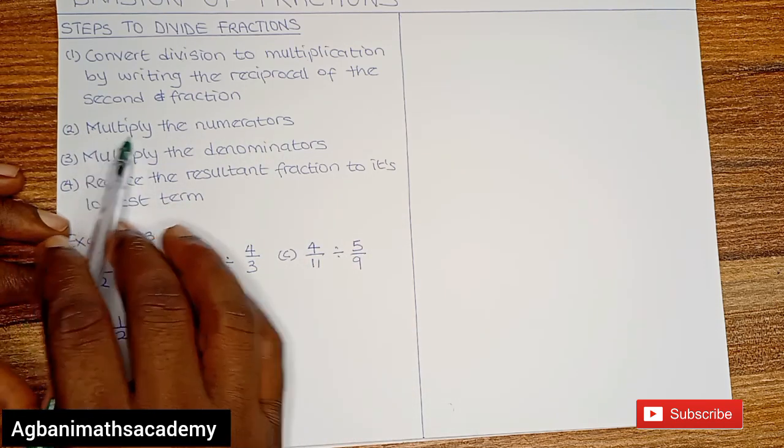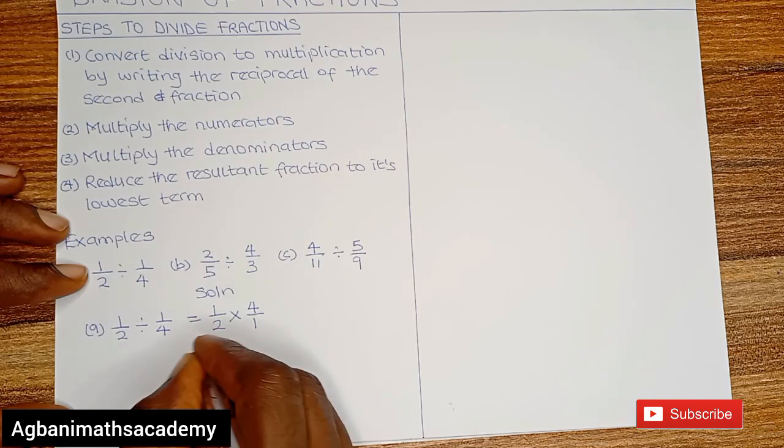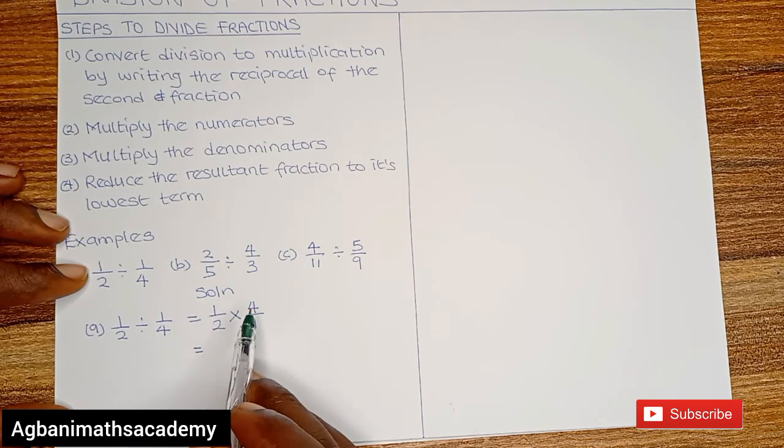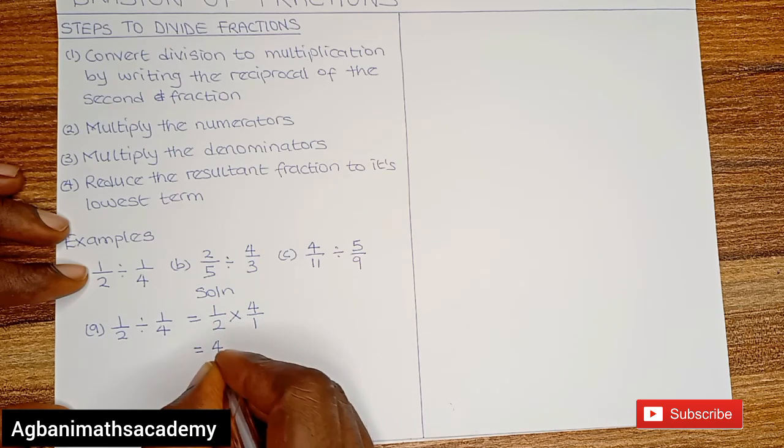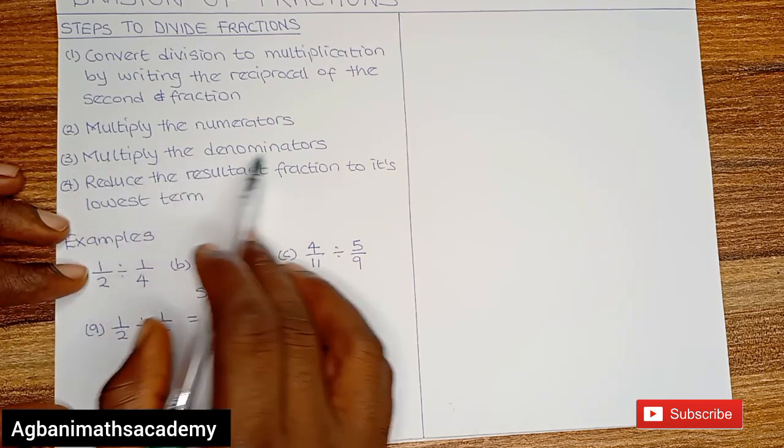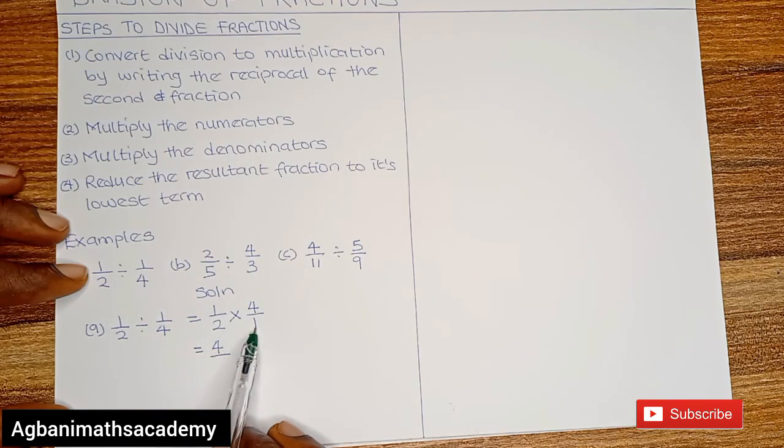The second step says multiply the numerators. So let's multiply the numerators. The numerator here is 1. The numerator here is 4. So 1 multiplied by 4 is going to give us 4 all over. Multiply the denominators. 2 multiplied by 1 is going to give us 2.